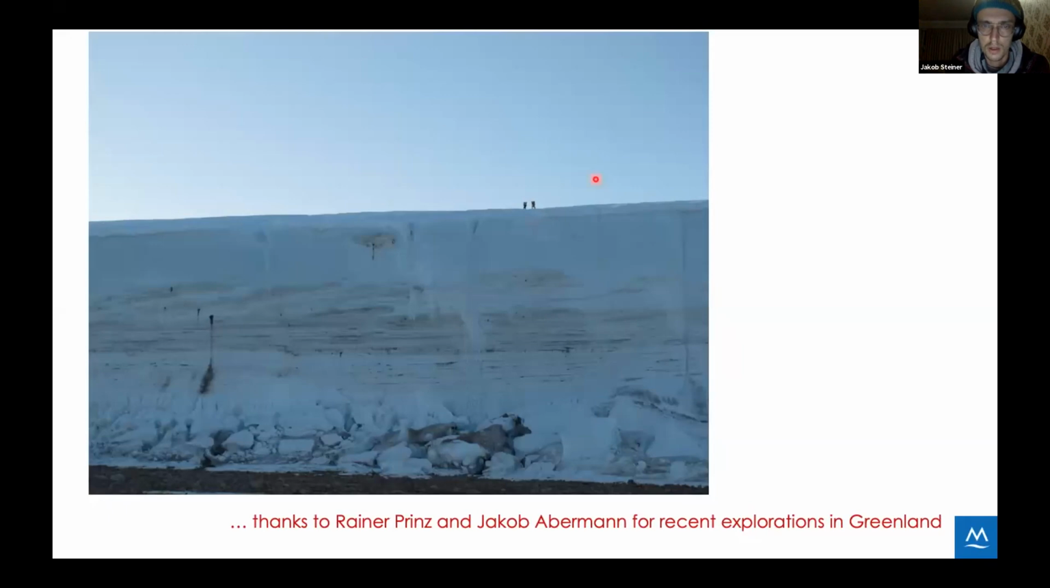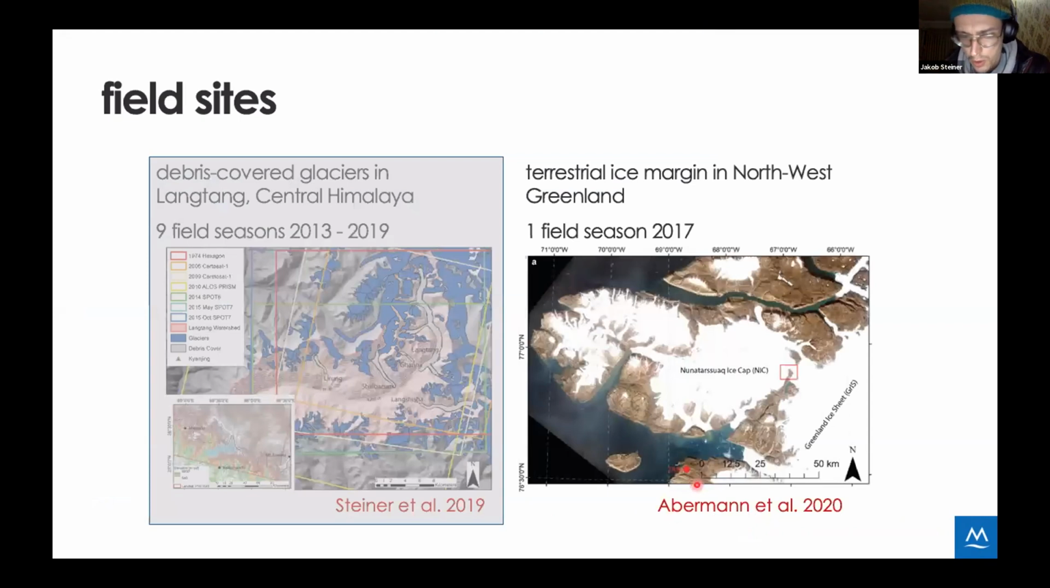This is me and a colleague of mine doing GPR on top of the ice. So this is our field site. For those of you who are familiar with northern Greenland, we went there in 2017, and we flew with a helicopter from the Thule Air Base, which is down here, to the Nunatarssuaq ice cap, and stayed there for 10 days doing field investigations.